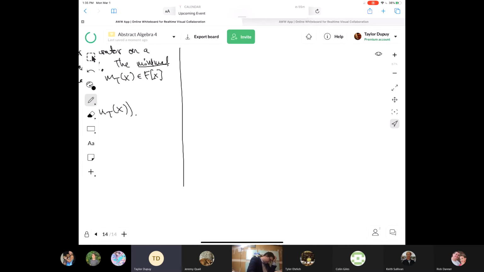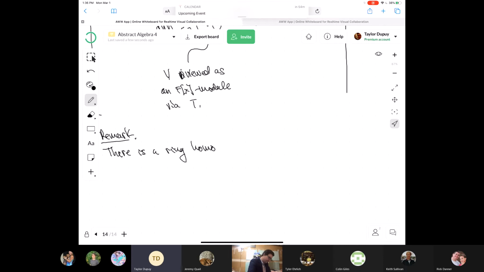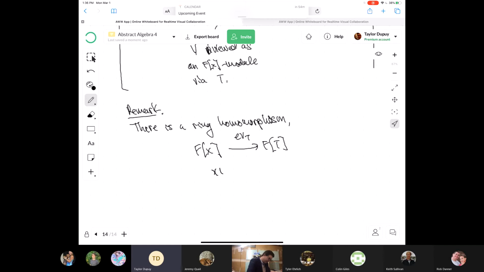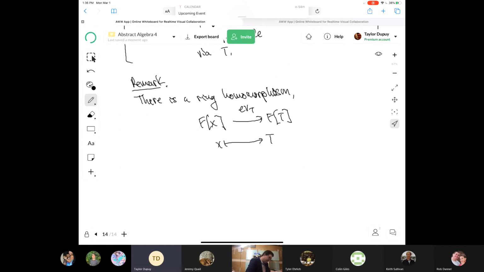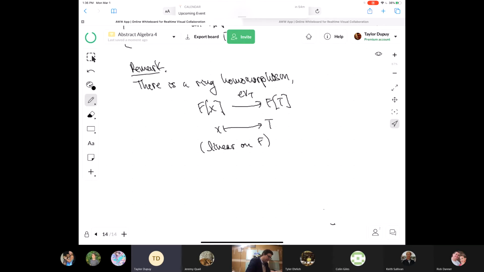But let me just give you another perspective on this. So there's a ring homomorphism from F[x] to, say, F[T]. So this is just all polynomial combinations of T, and this is maybe the evaluation at T map. This is given by x maps to T. It's the identity on F, and it's linear on F. So it's uniquely determined by this property.